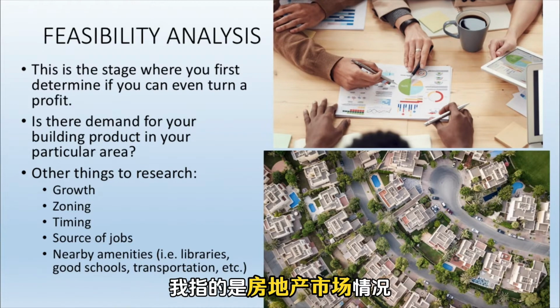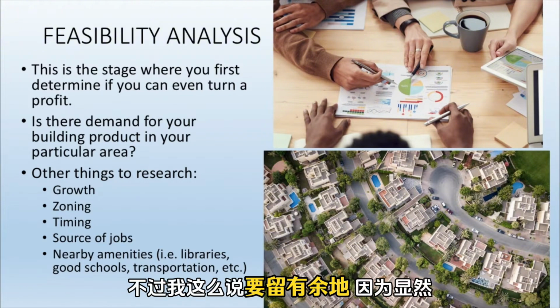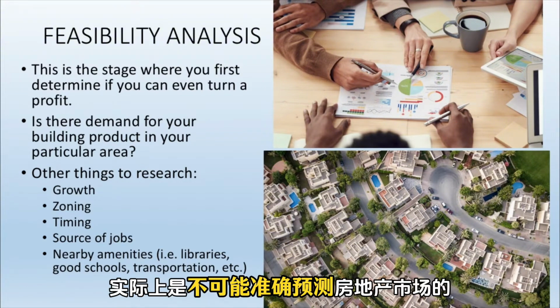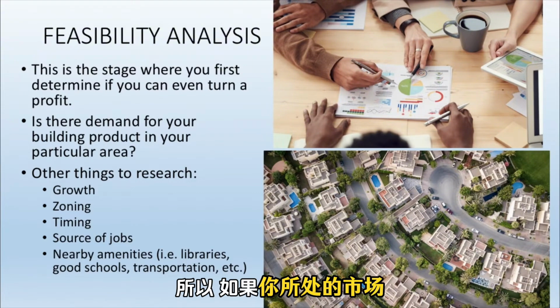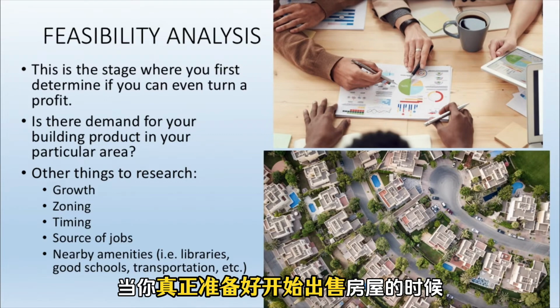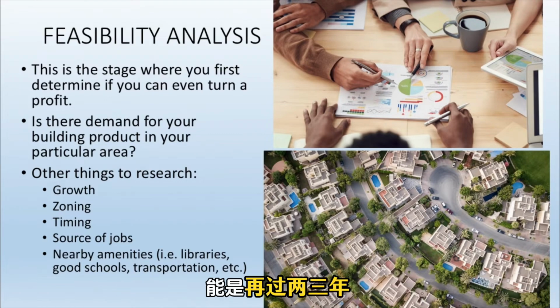Now, when I say timing, I am referring to the real estate market. However, I say that with a grain of salt because obviously it is impossible to actually predict the real estate market. However, you do have to be aware of the patterns in the real estate market and that it ebbs and flows. So if you're in a market where currently it's really good and you're looking to buy land, you have to project and think, is it going to still be good in possibly another 2, maybe 3 years when you're actually ready to start selling your homes? And that's something you have to take into account.